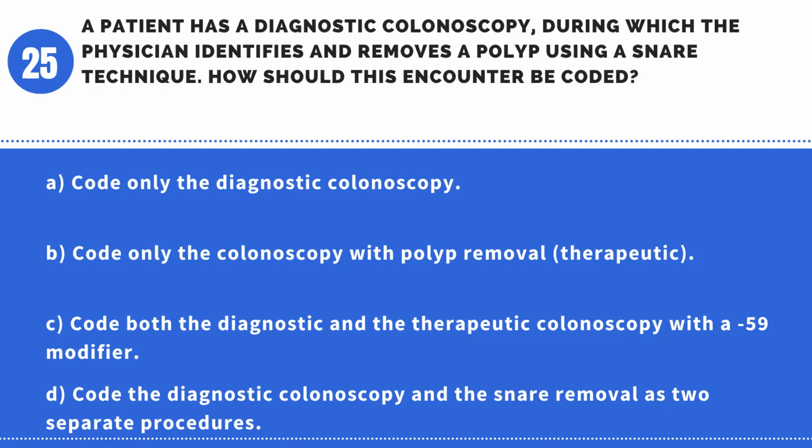Question 25. A patient has a diagnostic colonoscopy, during which the physician identifies and removes a polyp using a snare technique. How should this encounter be coded? A. Code only the diagnostic colonoscopy. B. Code only the colonoscopy with polyp removal, therapeutic. C. Code both the diagnostic and the therapeutic colonoscopy with a -59 modifier. D. Code the diagnostic colonoscopy and the snare removal as two separate procedures.